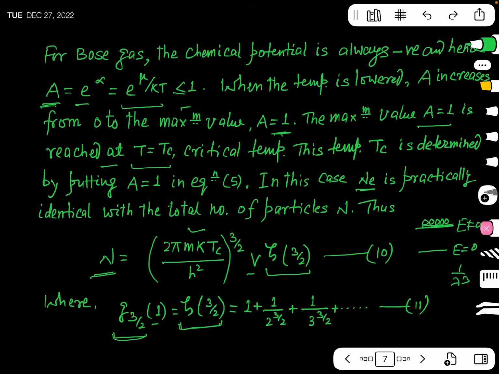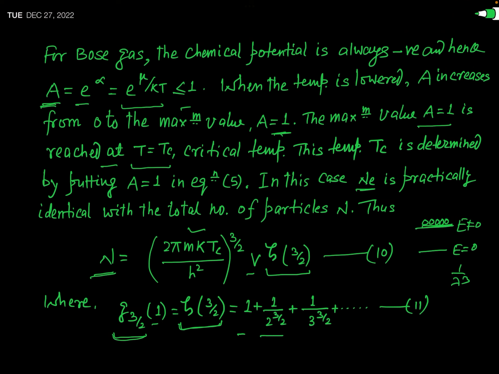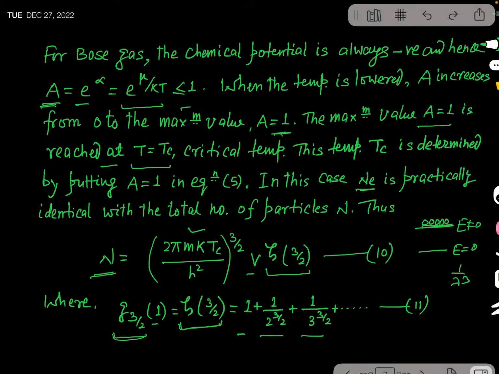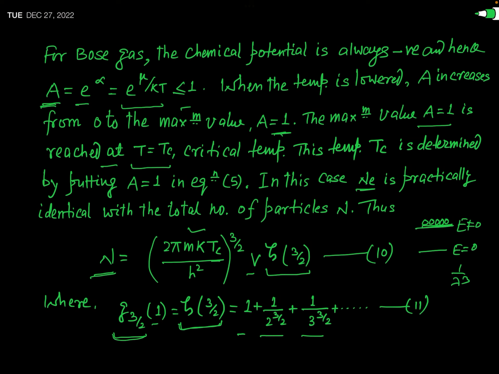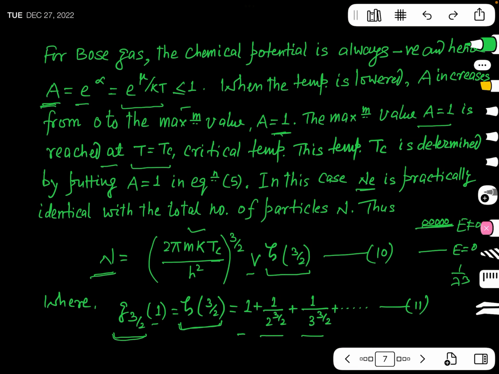And you can see when you substitute A equal to 1 and n equal to 3 by 2, that series will become 1 plus 1 over 2 to the power 3 by 2 plus 1 over 3 to the power 3 by 2 and so on. So this is actually the value of zeta 3 by 2. And from here you can easily find what will be this Tc. Tc can be obtained from this result.